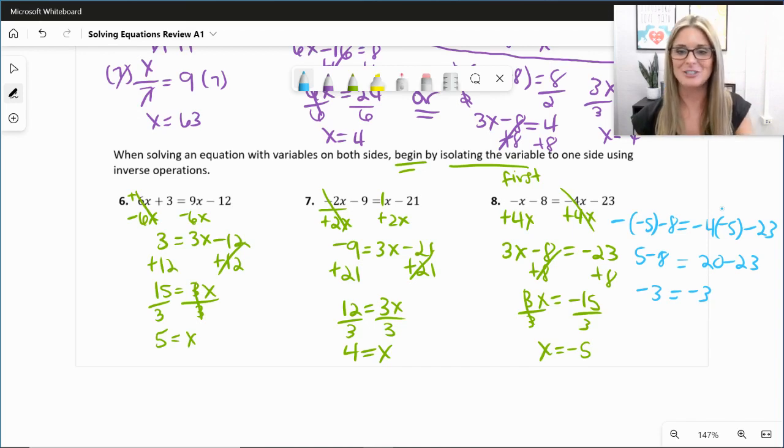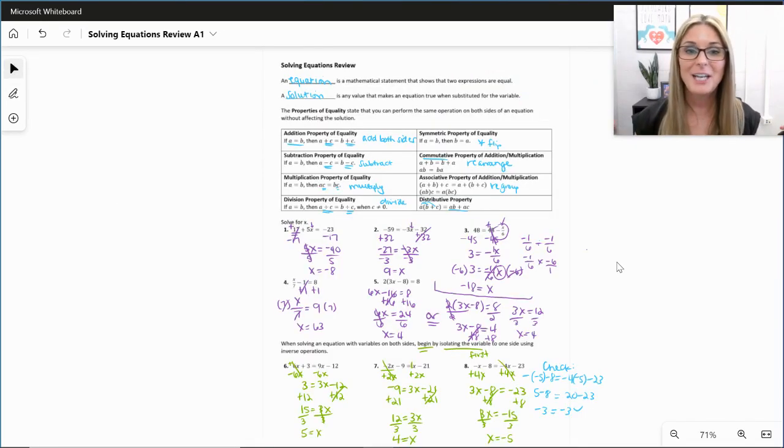Okay, really interesting stuff there. So you can always check your answers. Let me label this, this was our check. And it did check out. So that's going to conclude our solving equations review, your first lesson. We went over the properties of equality. We looked at various examples of solving two-step equations. This is a good variety.